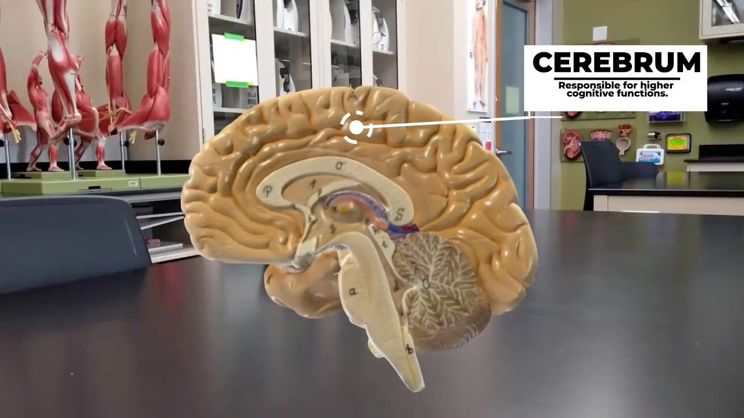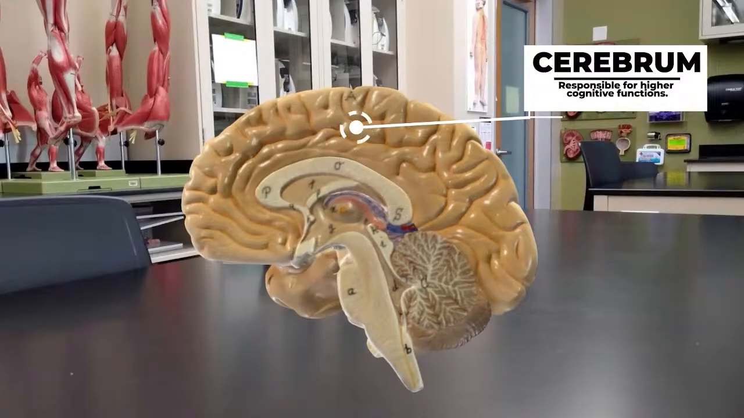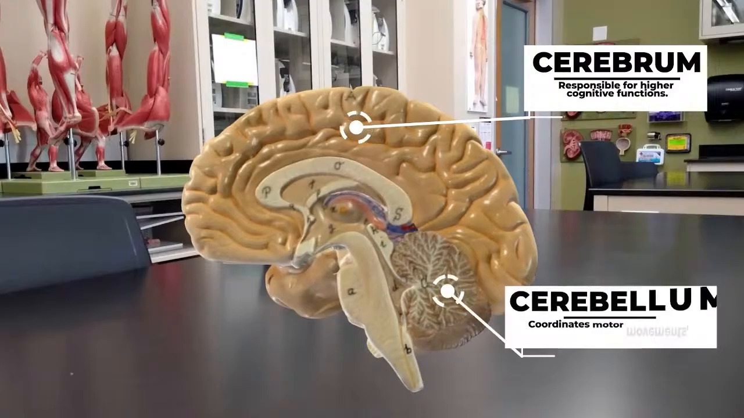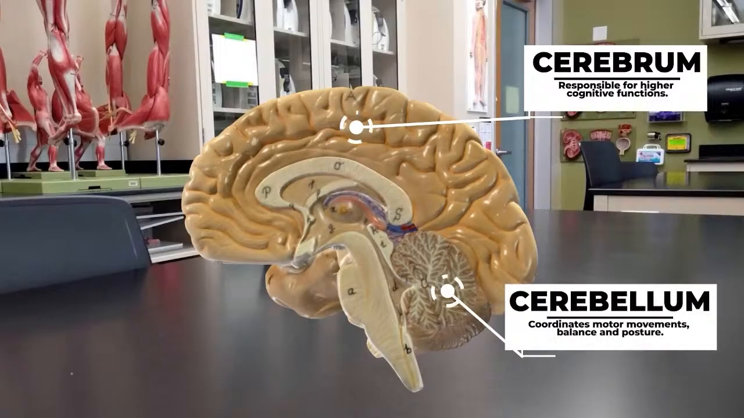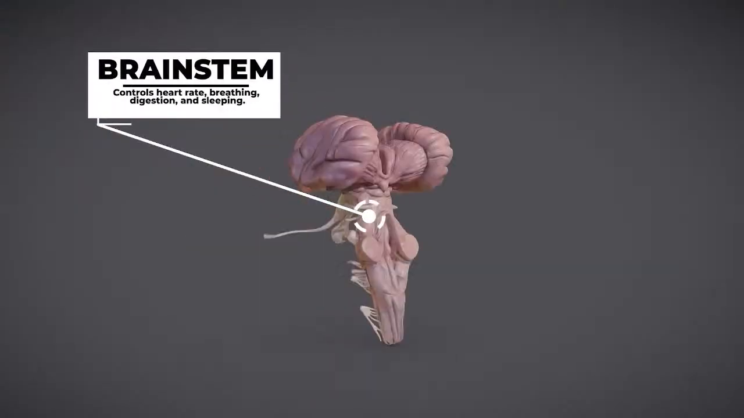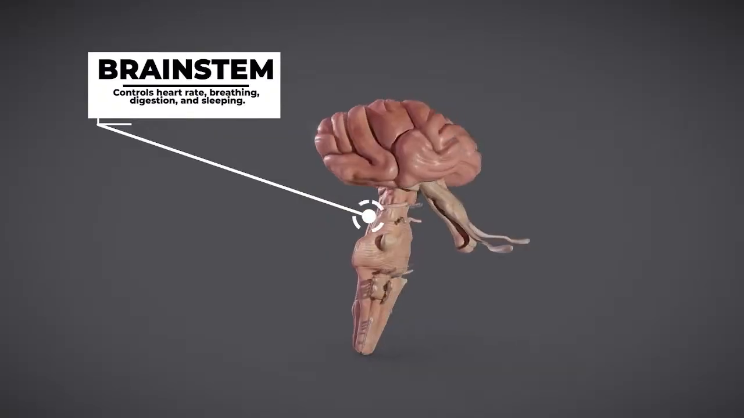Cerebrum. Responsible for higher cognitive functions. Cerebellum. Coordinates motor movements, balance, and posture. Brainstem. Controls heart rate, breathing, digestion, and sleeping. Thalamus.